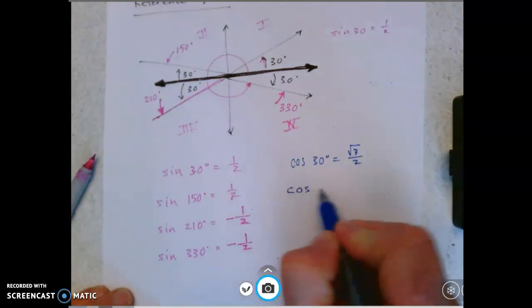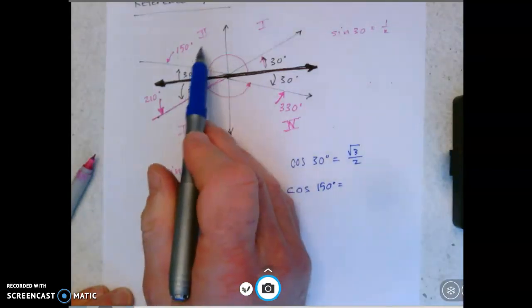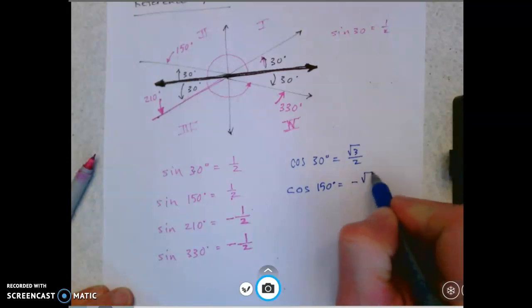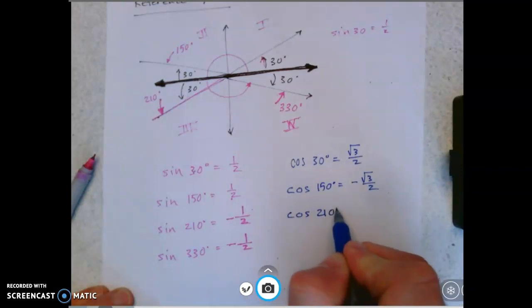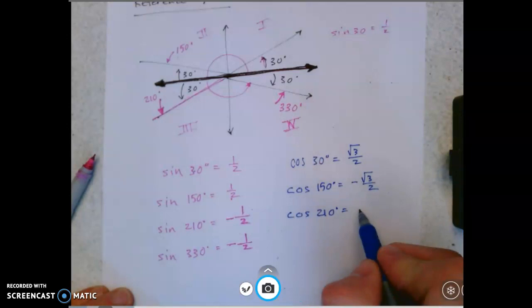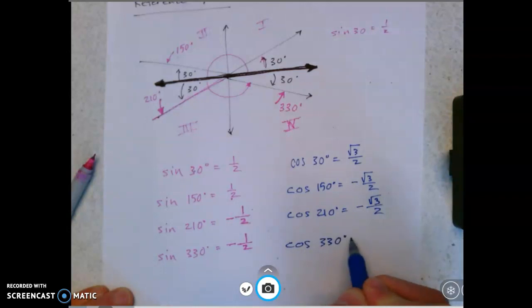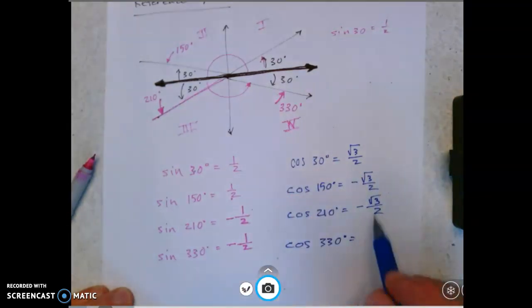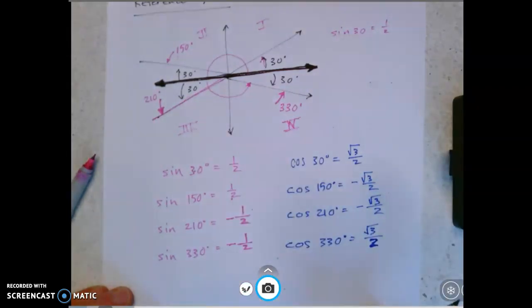Therefore, cosine of 150 is going to be my 30-degree angle. Remember, it's in the second quadrant where cosine is negative, so this is going to be negative root 3 over 2. Cosine of 210 is in the third quadrant. We know cosine is negative in the third quadrant. Negative root 3 over 2. And cosine of 330, again with our 30-degree reference angle, is going to be positive root 3 over 2 because it's in the fourth quadrant and x is positive in the fourth quadrant.